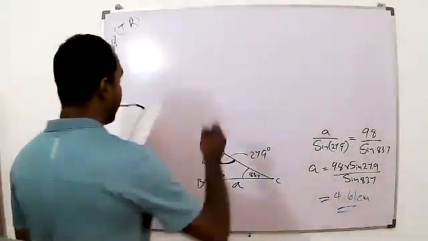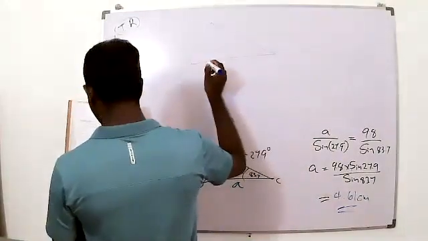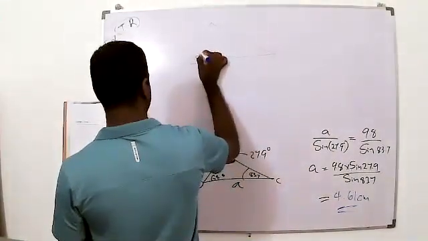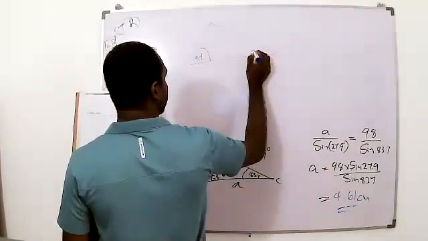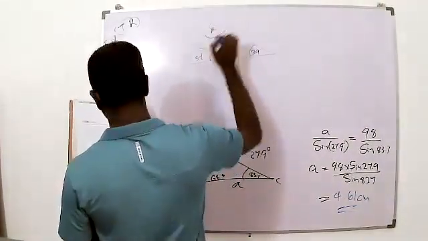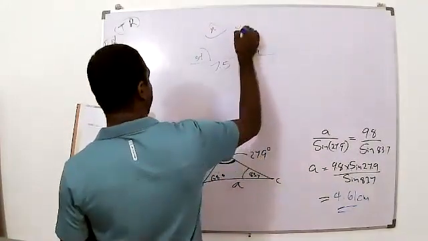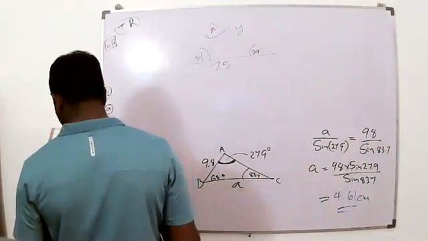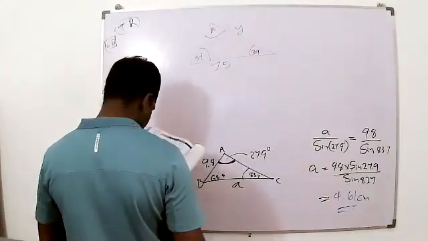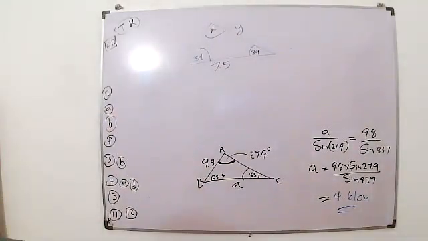What do I have for A? 57 is given, 39 is given, and we need to find X. Here 7.5 and here Y. We don't know two things. Now, what are they asking? In each case, calculate the values of X and Y. We have to find both. How can we find both?